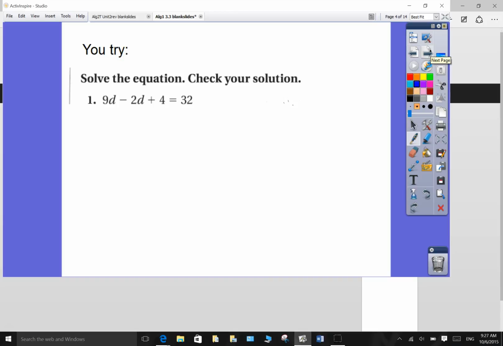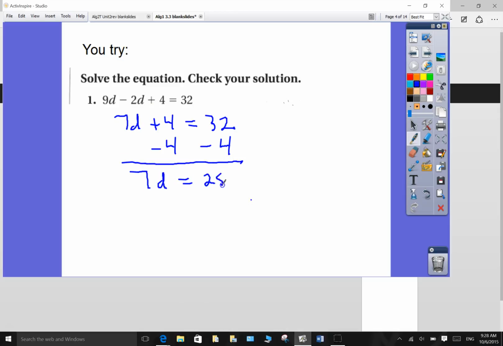So here's your Try. Pause the video. And when you're done, hit play and you will see me work it out. 9d minus 2d is 7d, plus 4 equals 32. Minus 4, minus 4. 7d equals 28. 7d divided by 7 equals 28 divided by 7. D equals 4.